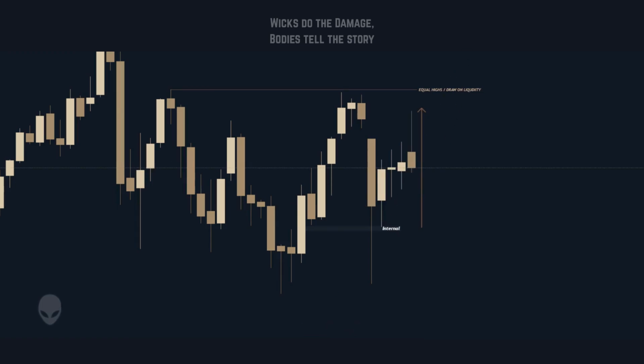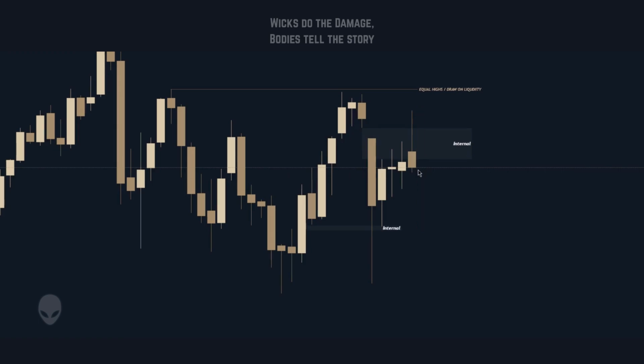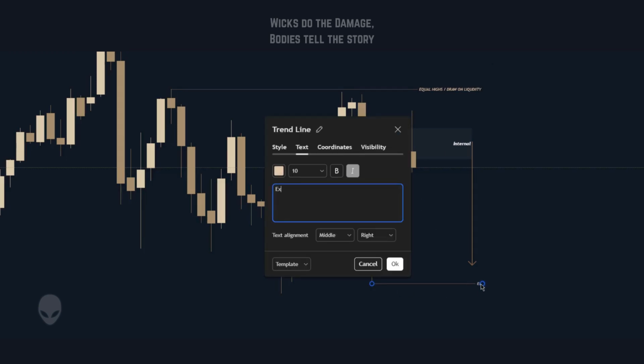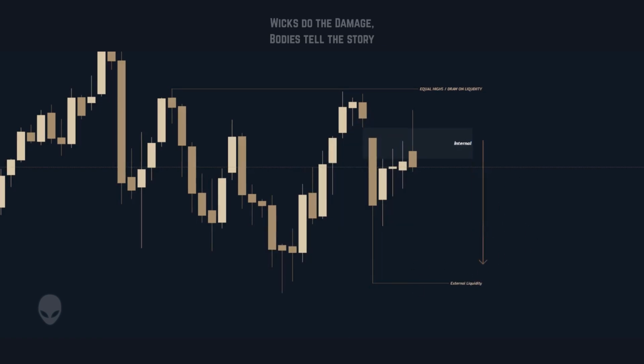So it seems that we're holding this gap right here. This could be a new week or new day opening gap. We're wicking off of it. So by that logic, we should expect price to go back down to external liquidity. So this is what we mean by wicks do the damage, bodies tell the story. We look at the candle closures in order to see whether price is rejecting or continuing off of certain areas. So we can see that price is rejecting off of this gap. So most likely we're probably going to go for external liquidity down below.